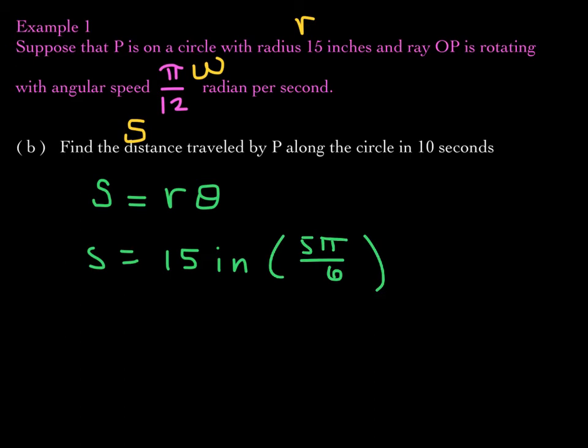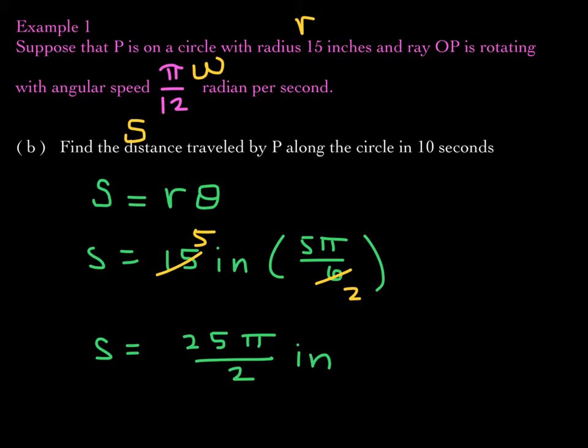The GCF between 15 and 6 is 3. So 3 goes into 6 twice. 3 goes into 15 5 times. And so S then is equal to 25 pi over 2 inches, which is 12.5 pi inches.